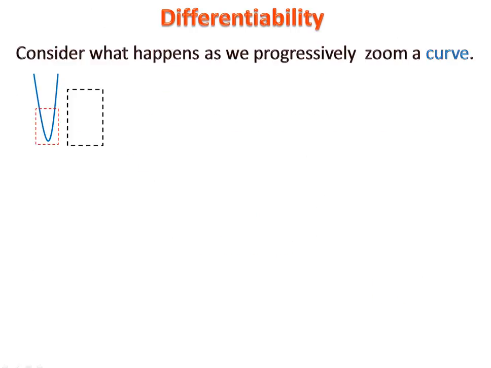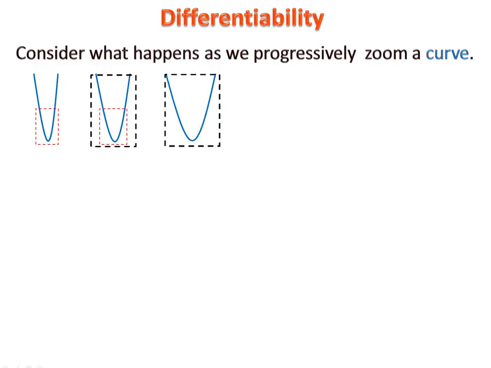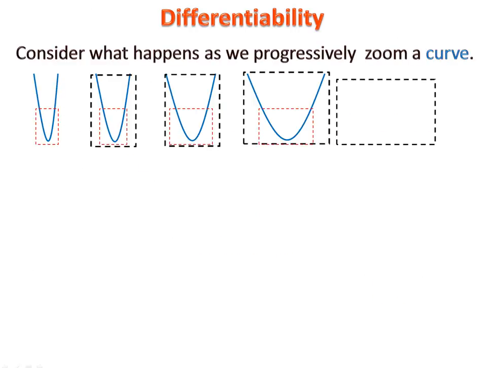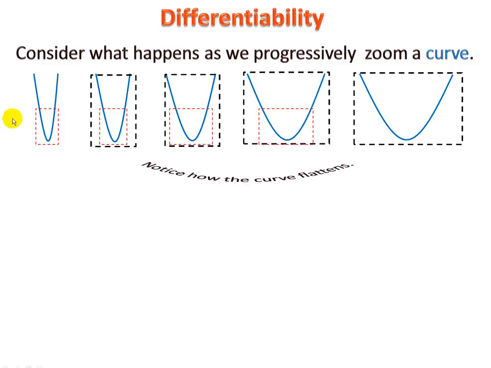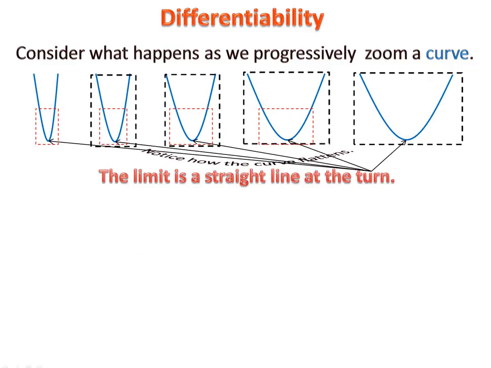Let's go to a curve. You notice that if we take progressive zooms of this red section, you'll see that it approaches a flat line. It's approaching a flat line. We can take enough of it to make it as close to a flat line as we like. And therefore the limit is a flat line. The left limit of the derivative is 0. The right limit of the derivative is 0. There we are. So the limit is a straight line at the turn.